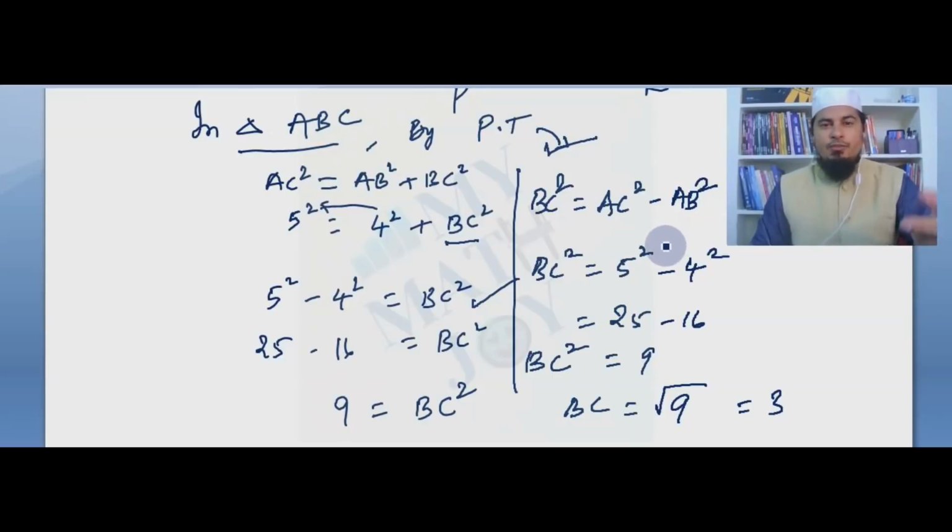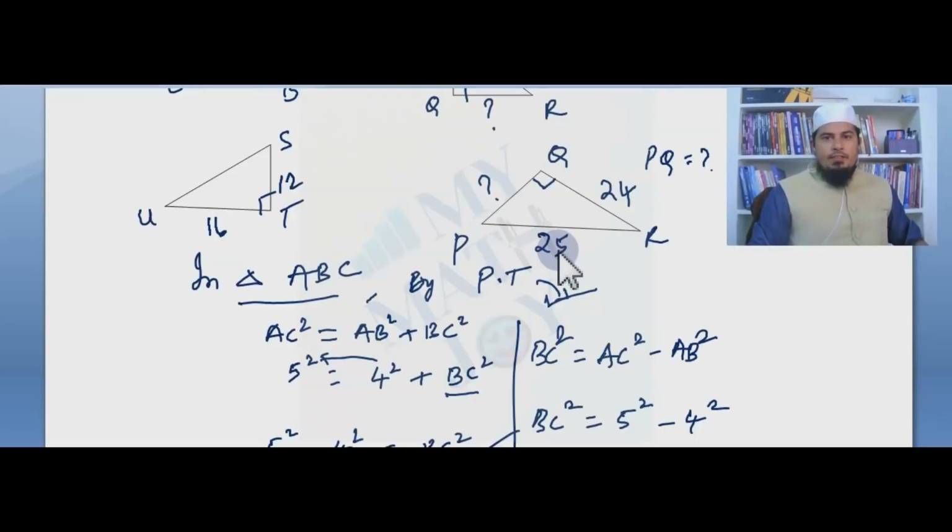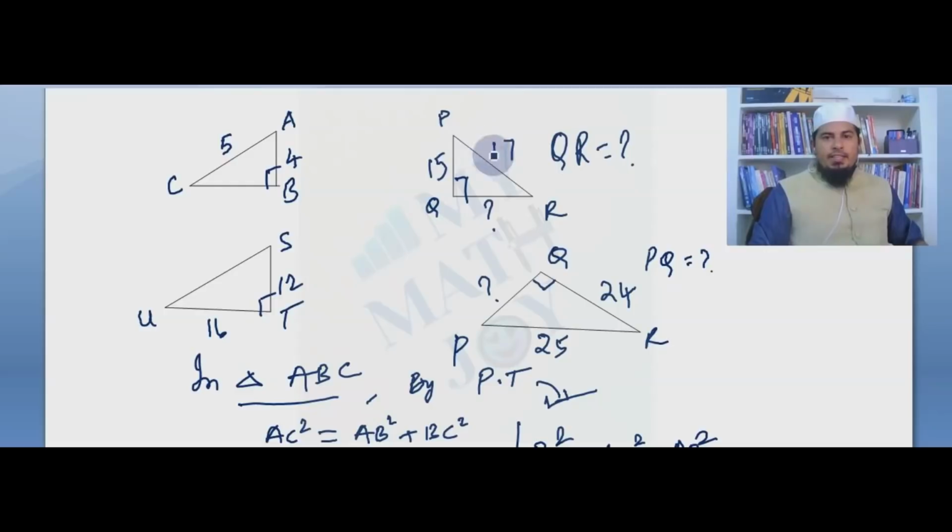So take some questions for practice and find the unknown side with the help of Pythagoras theorem. Here we have taken some right angle triangles and two sides are given, the third side to be found. With the help of Pythagoras theorem, please find the unknown side in these three right angle triangles. Come on, pause this video, do these practice questions, then proceed.